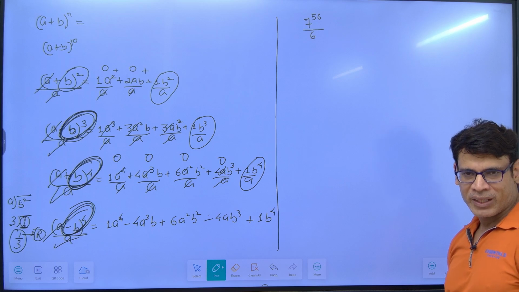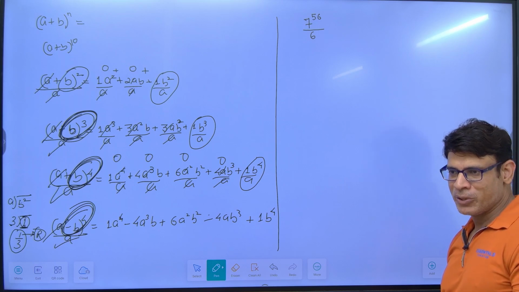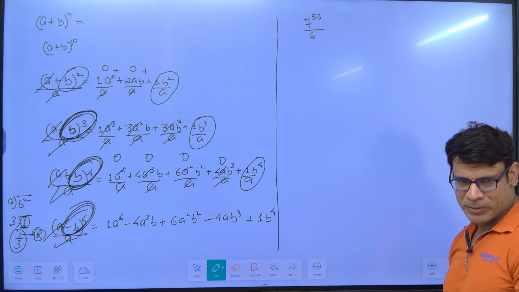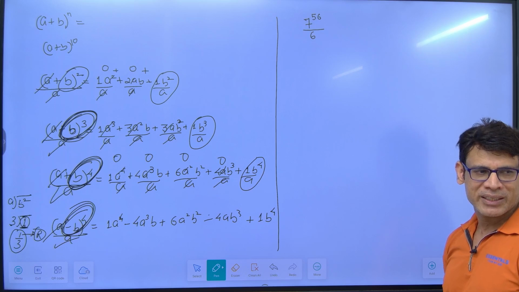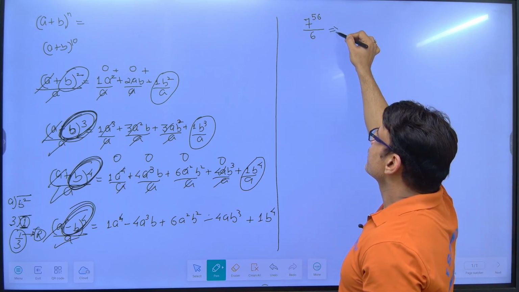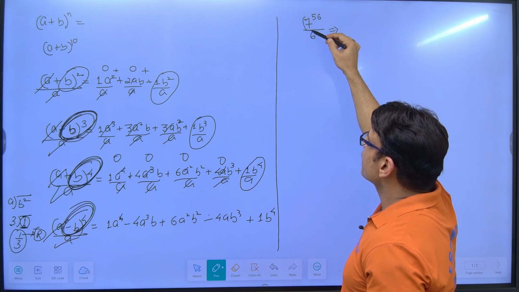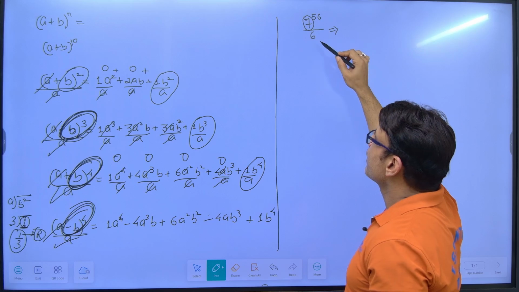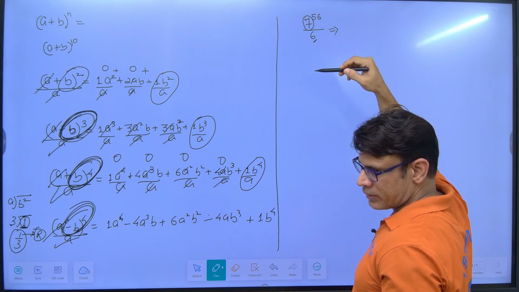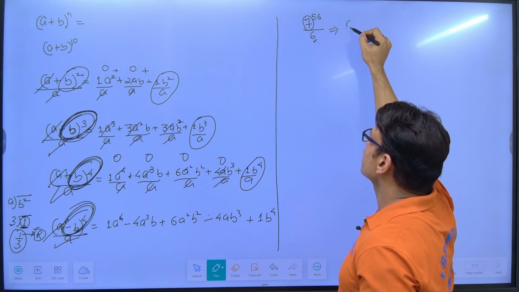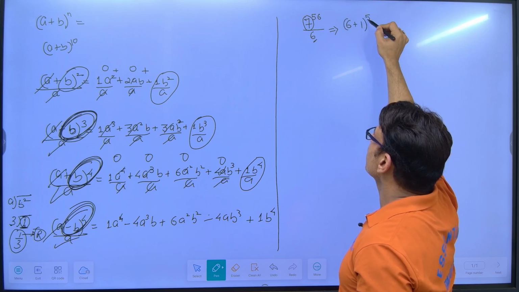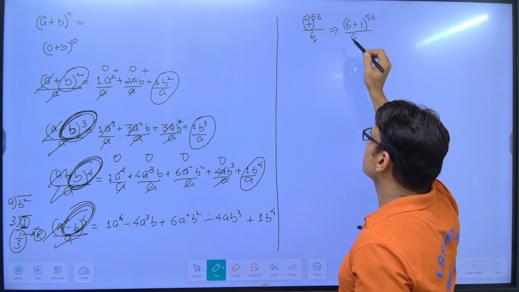First thing, whenever your numerator and denominator has a difference of 1, your job is very easy. In this case 7 and 6, right, continuous number. So you always break this number in 6 or a multiple of 6. So 7 can be written as what? 6 plus 1 raised to the power 56 divided by 6.